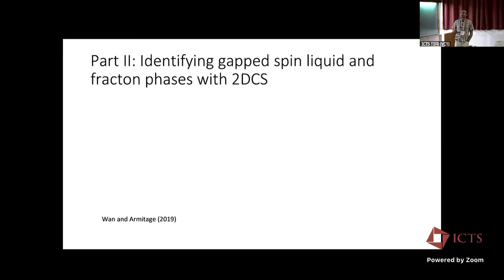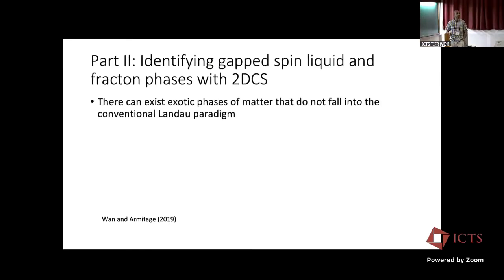What else? Well, something else that one could do is, remember I said the thing that 2DCS is good for is if you have sharp excitations, but they're obscured in linear response, then you can resolve them with 2DCS. Another context where you have sharp excitations and they're obscured in linear response is spin liquid phases, or more generally fracton phases. So these are exotic phases beyond the Landau paradigm.